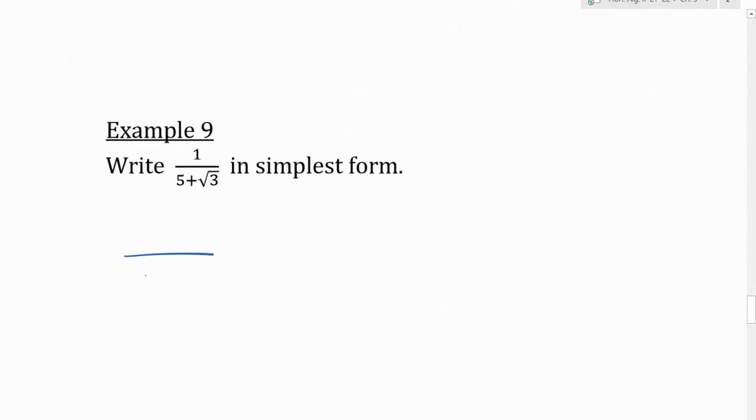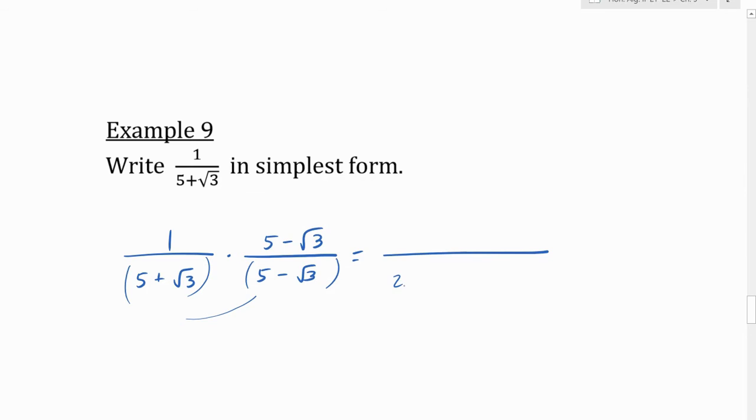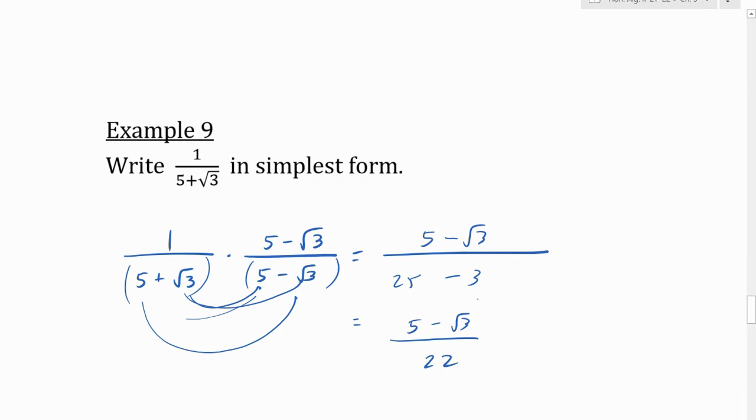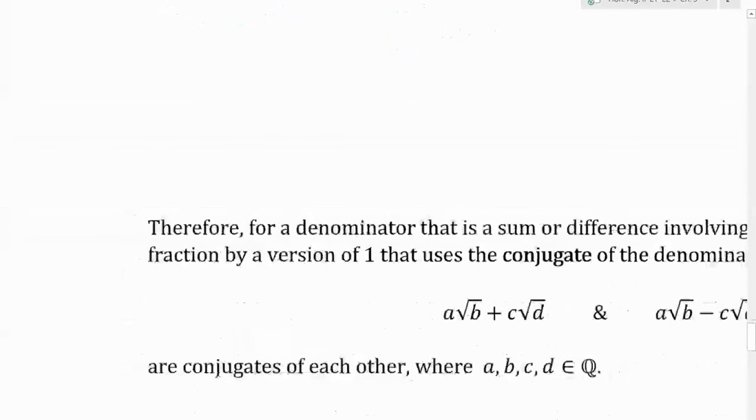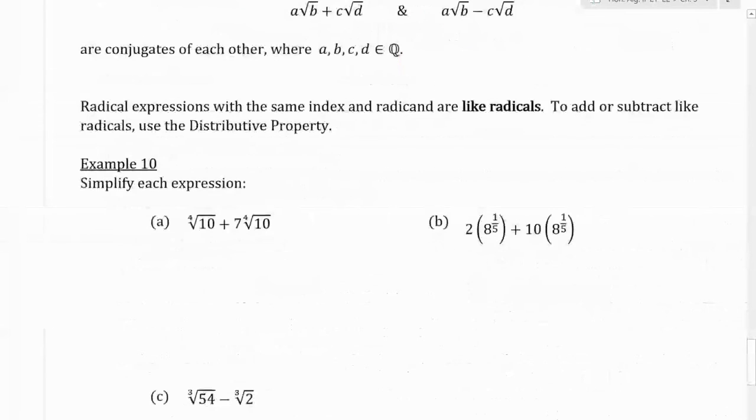If you have 2 terms in the denominator, and one of them involves a radical, the way to get rid of that radical in the denominator is to multiply by the version of 1 that's the conjugate of that denominator. Because when you start multiplying all this out, there's 25. Here's a minus 5 root 3 plus 5 root 3. That's gone. Minus 3. And then 1 times that 5 minus root 3 is just 5 minus that root 3. And then you get that answer. So that gets that radical out of your denominator.